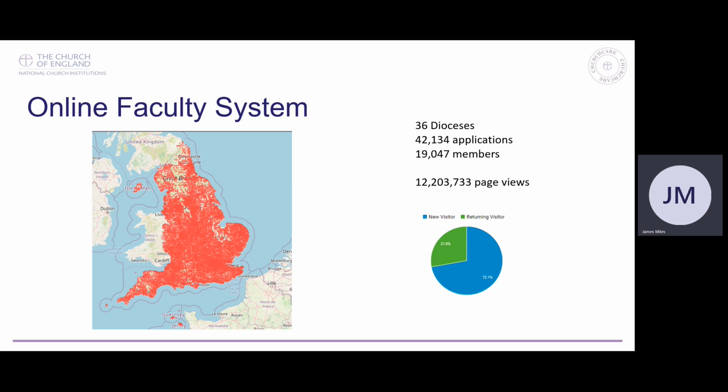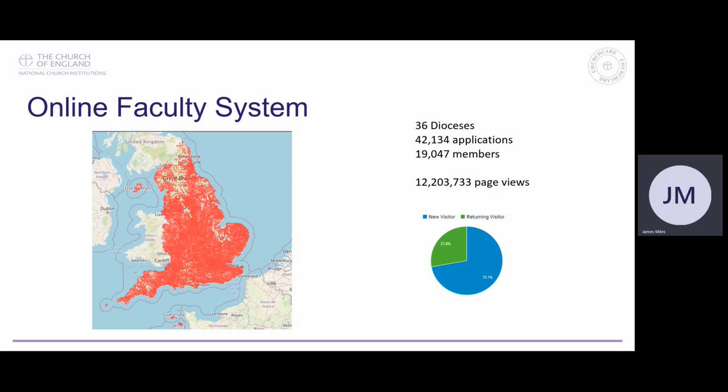The system is currently used by 36 dioceses across the country. There's a couple that haven't yet joined the system but are looking at doing so. And there is one diocese in particular who invested in their own system. Within those 36 dioceses, we have over 42,000 applications that are either ongoing or have been processed through the site. This includes List A, B and faculty cases.